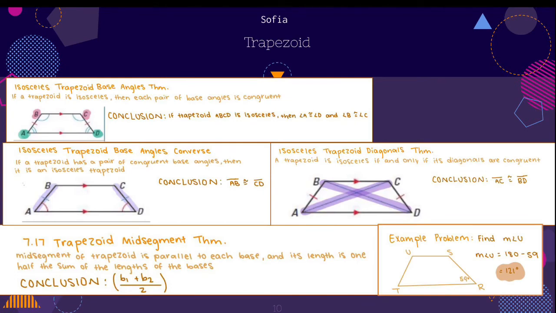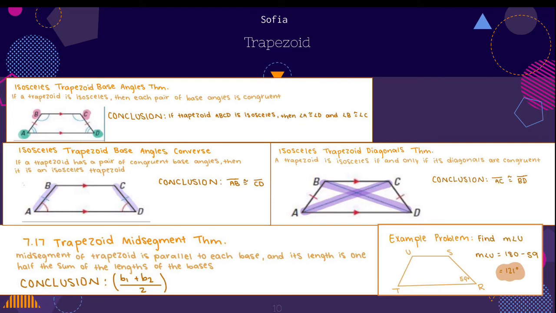The first theorem of a trapezoid is the isosceles trapezoid base angles theorem, which states if a trapezoid is isosceles, then each pair of base angles is congruent. The second one is the isosceles trapezoid base angles converse theorem, which states if a trapezoid has a pair of congruent base angles, then it is an isosceles trapezoid. The third one is the isosceles trapezoid diagonals theorem, which states a trapezoid is isosceles if and only if its diagonals are congruent.